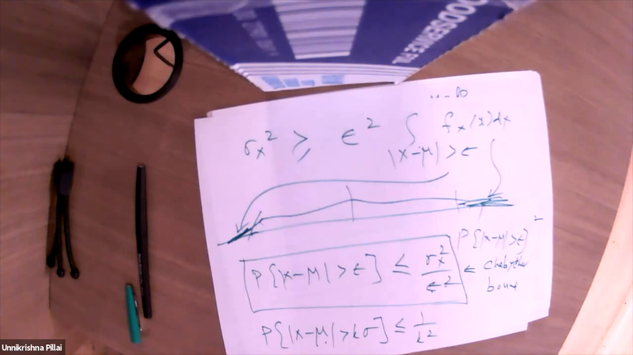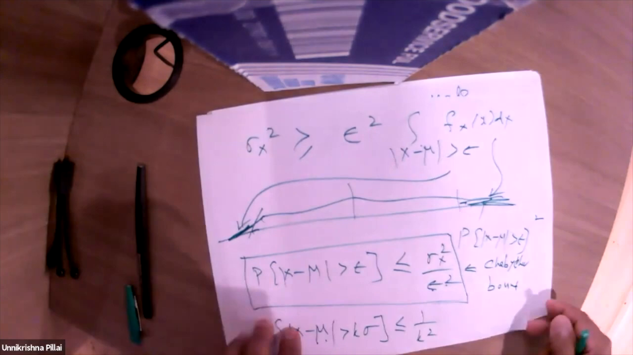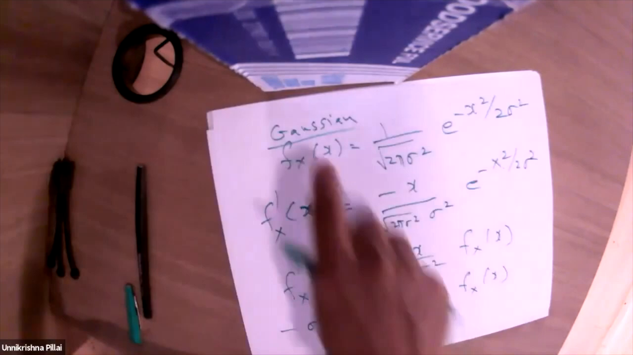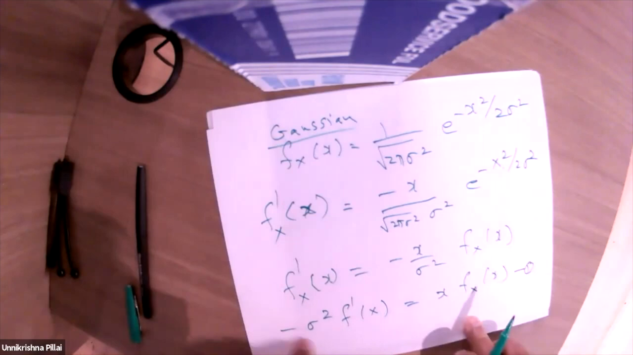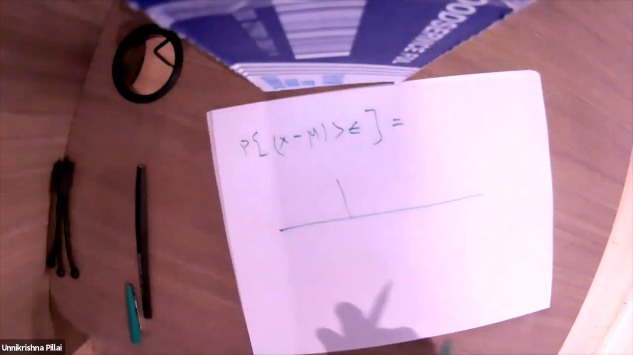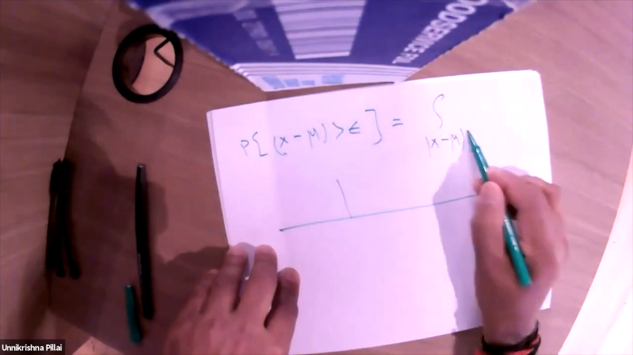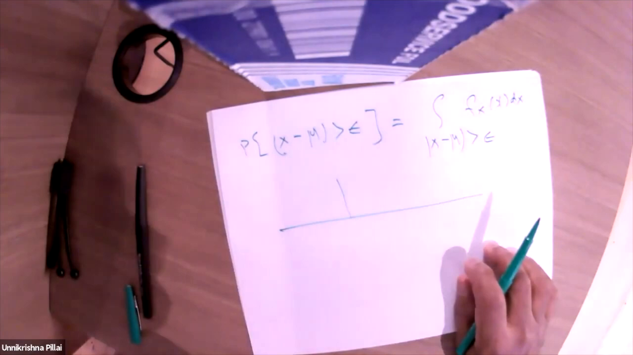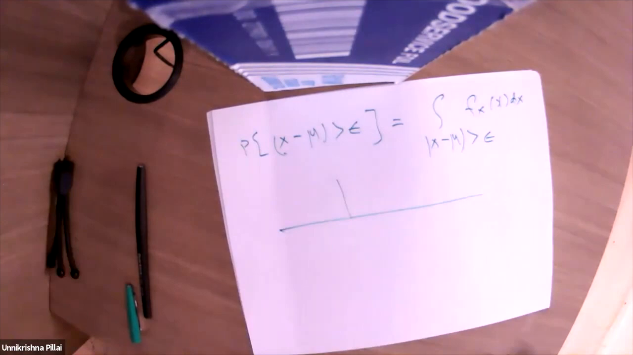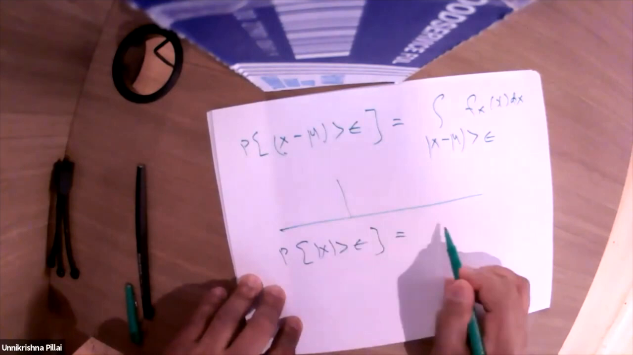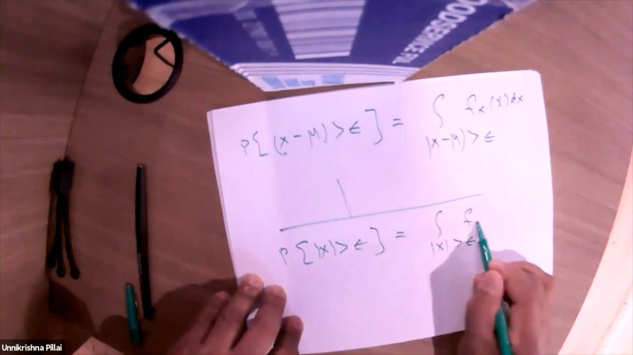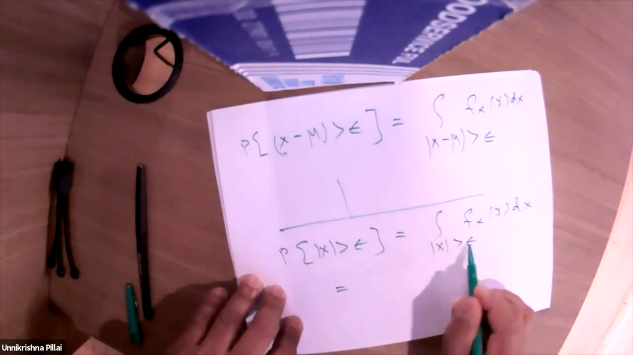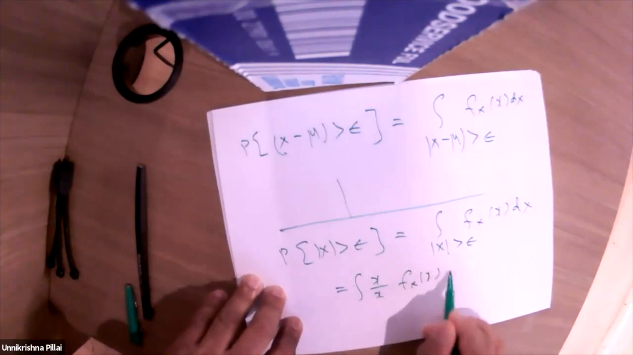So let's try to do something for the Gaussian by itself, which is what I'm going to do. You can see this relation, and I'm going to use it a little later. This relation is true only for Gaussian random variables. So this is the probability that x minus mu is beyond epsilon, and you can write this as x beyond epsilon with mu equal to zero. So this is the integral over x beyond epsilon of f(x) dx. Let me rewrite this as the integral of x over x times f(x) dx for x greater than epsilon.